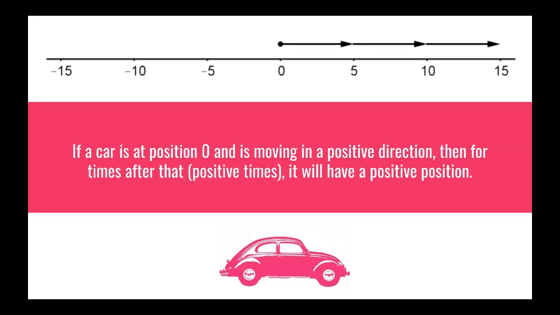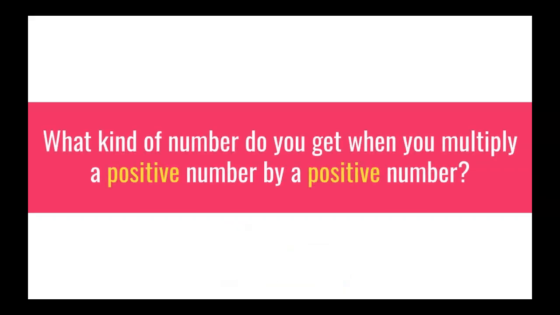So if we think about this car, if it's at position 0 and it's moving in a positive direction, then for times after that, which we'll call positive times, it will have a positive position. So this helps us to see that if we're taking a positive number times a positive number, you are going to get a positive number.